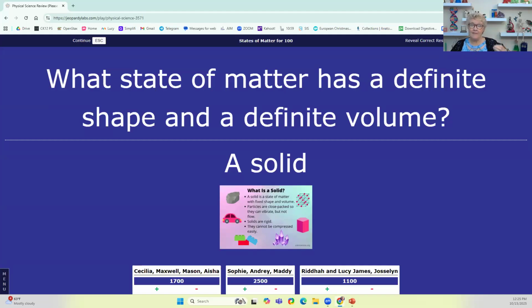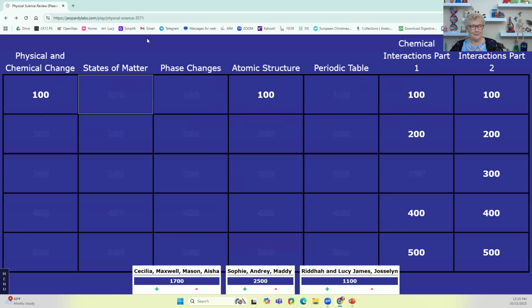Solid, though, has a definite shape. A solid doesn't change shape unless you change the energy that it has. And it has a definite volume. All right, here we go. Now that was Lucy James. So now we are back to Max.